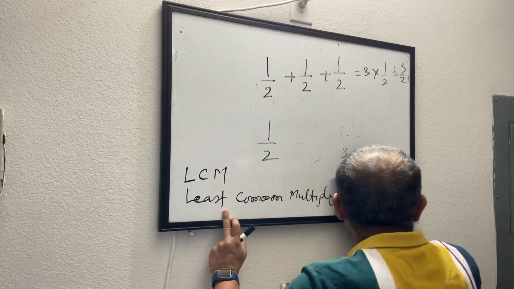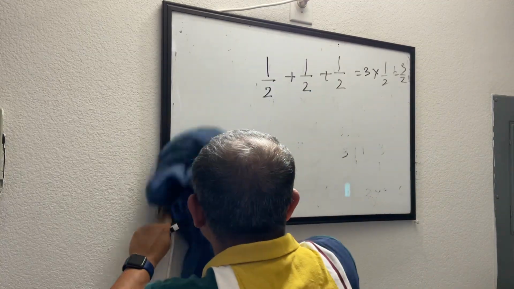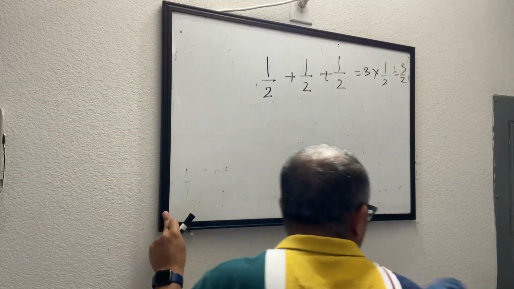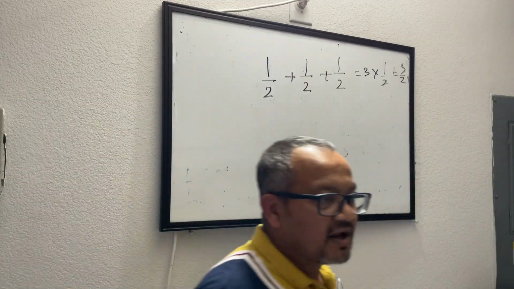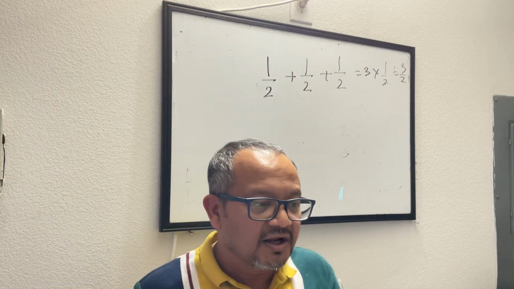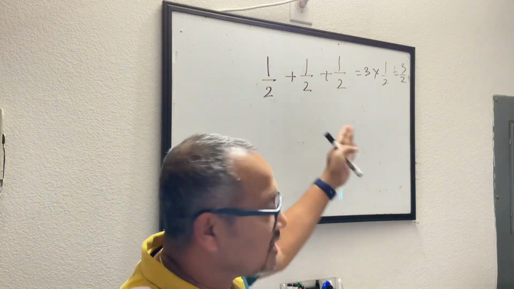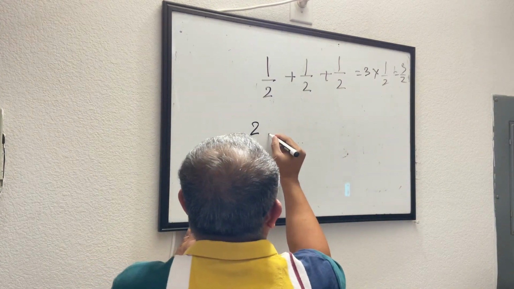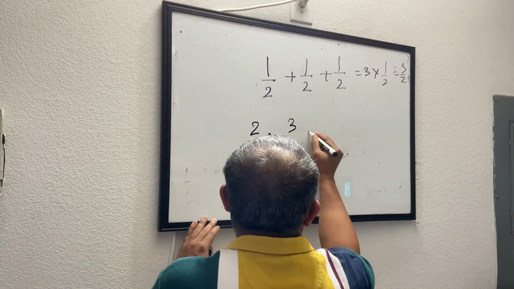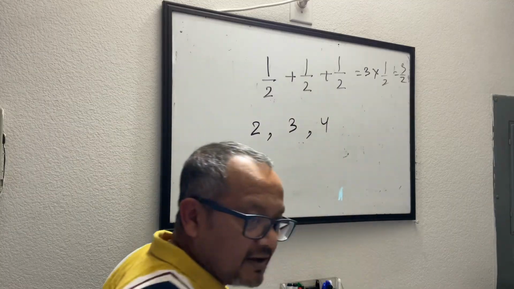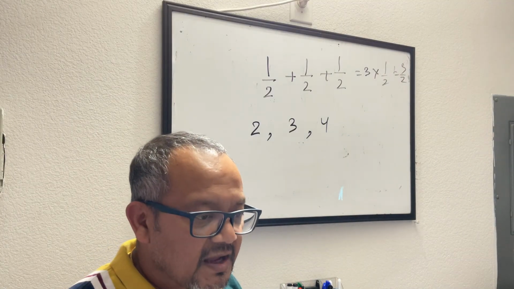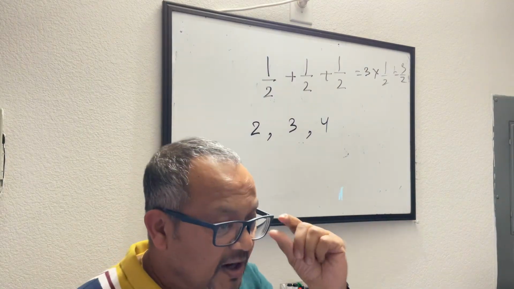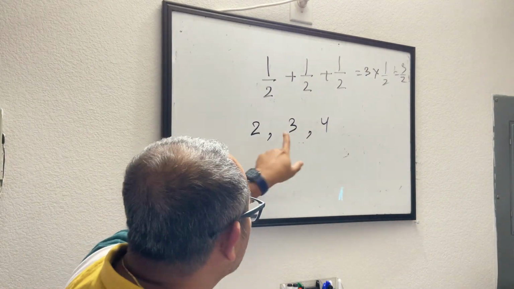Let me do something different. Right now we are trying to find out LCM, least common multiplier, meaning the smallest number that can be divided by all the numbers that we're talking about. Let's say I'm trying to find out the LCM for 2, 3, 4, all the 3 numbers, okay? I'm trying to find out LCM for 2, 3 and 4, meaning the smallest number that can be divided by 2, 3 and 4.